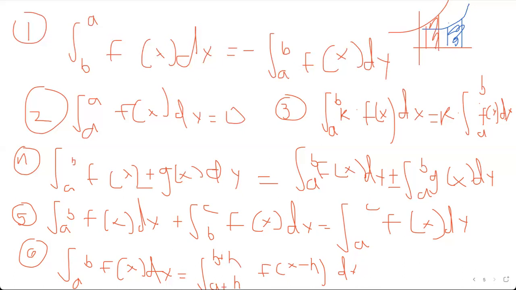The only reason why it's b plus h and a plus h here and f of x minus h here is because in function transformations, when you're moving to the right, you do x minus h. But in normal addition of values, when you're moving to the right, you do plus h. So that's why those are different, plus and minus h.